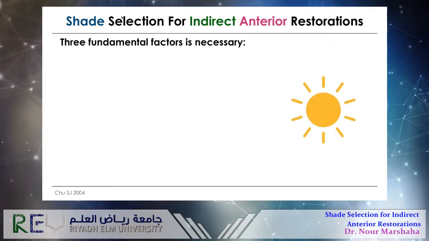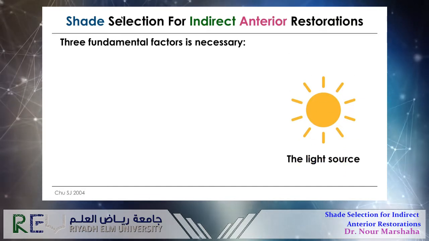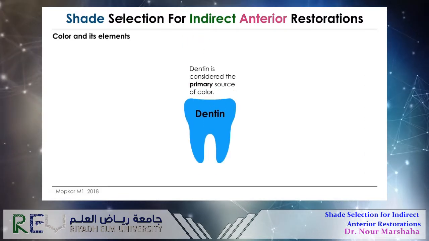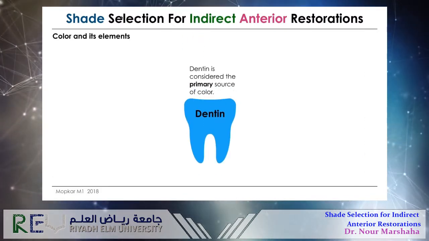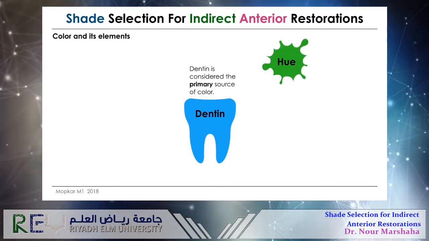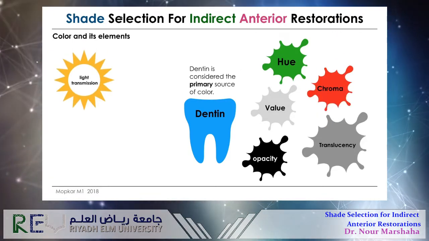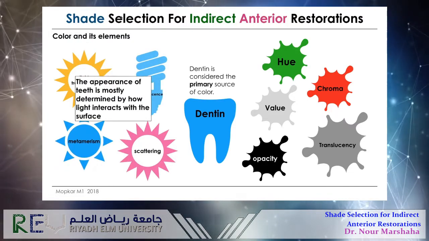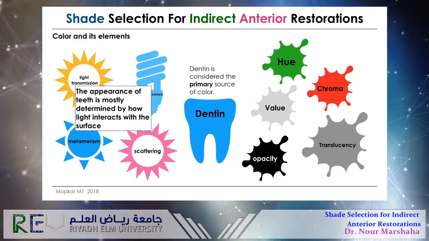There are three fundamental factors necessary for color: the light source, the object, and also the observer. And there are also elements of color. The dentin is considered the primary source of color, and there are other elements too, like hue, value, chroma, translucency, opacity, light transmission, scattering, metamerism, and fluorescence. The appearance of teeth is mostly determined by how light interacts with the surface.